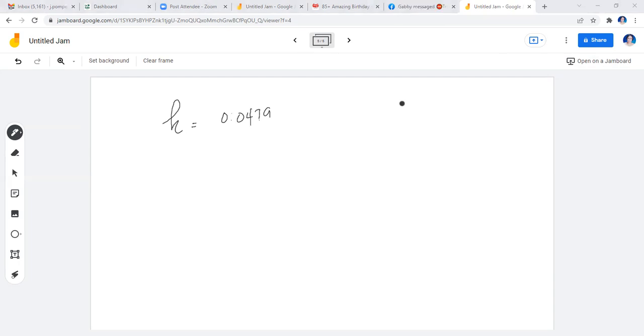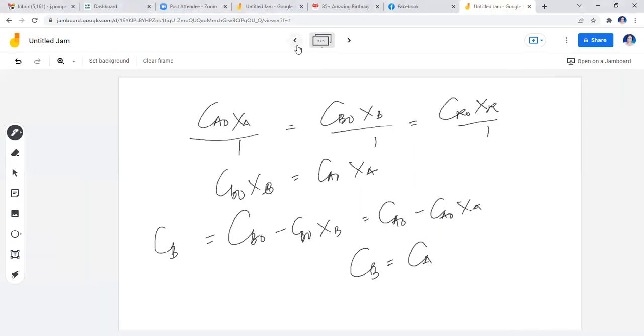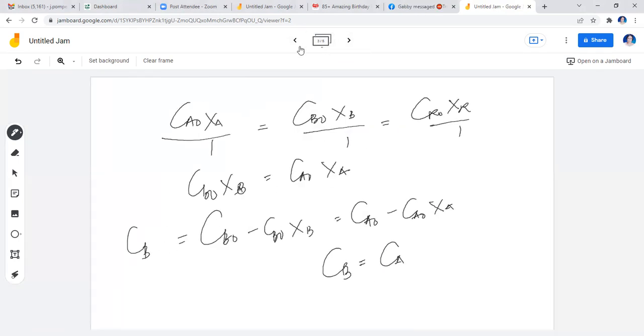It's not negative because the right side is already negative. So you divide it by negative 10. So your K will be 0.0479. What should be the set of units for this? For this K that we have, this is our rate law. This is your rate law. What should be the unit, the set of units for your K?